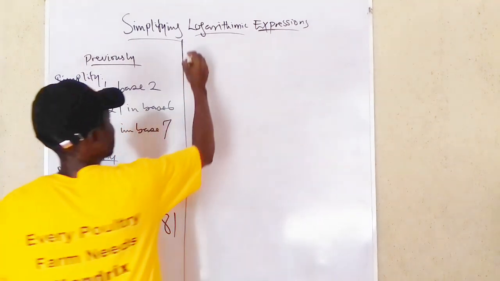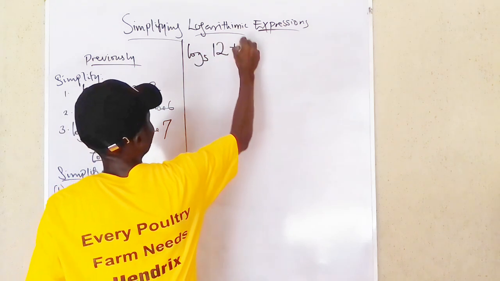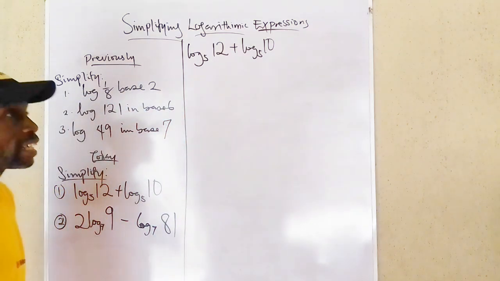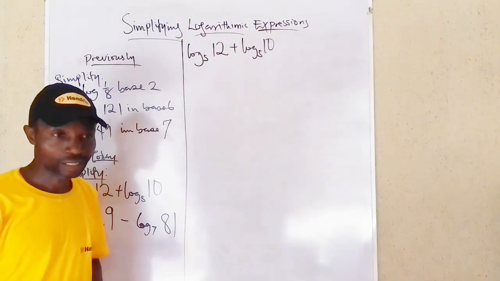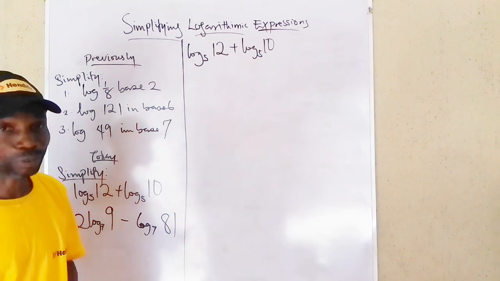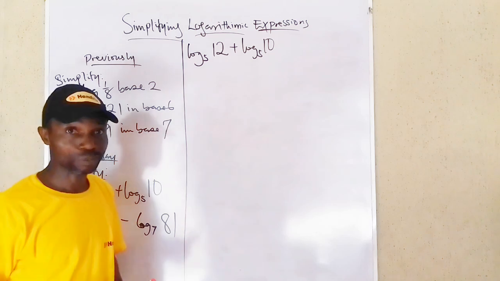So what we have here is log in base 5 of 12 plus log in base 5 of 10. Now note that these things are simple maths. Like I said previously, they are simple, but for some people they are not exactly simple. So one of the things to do psychologically is tell yourself it is simple.